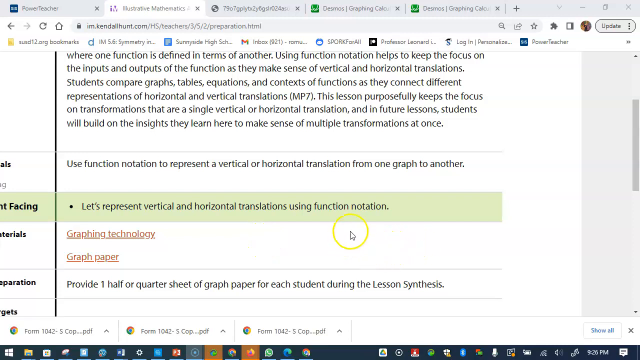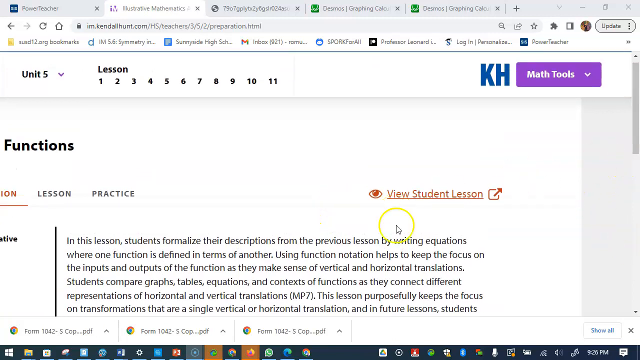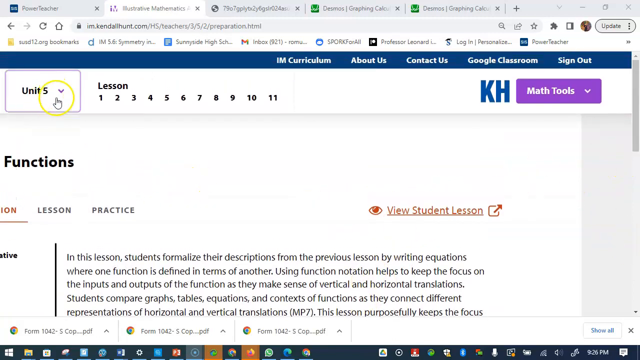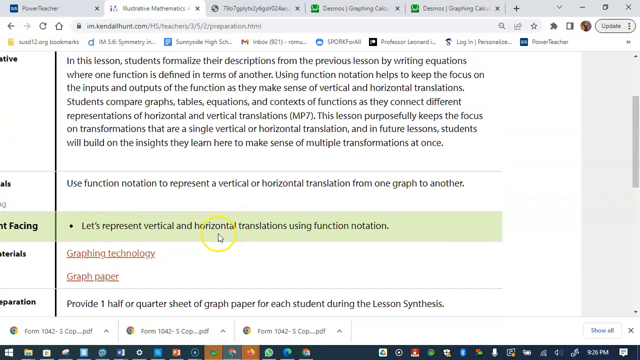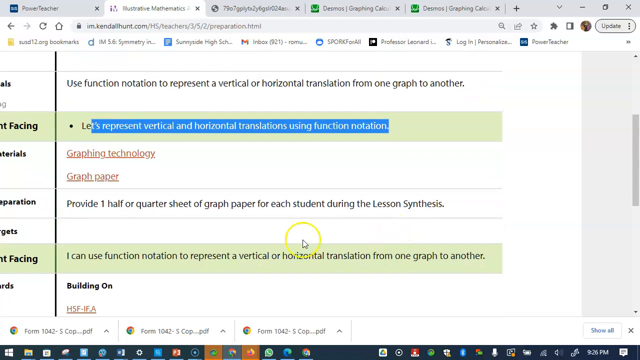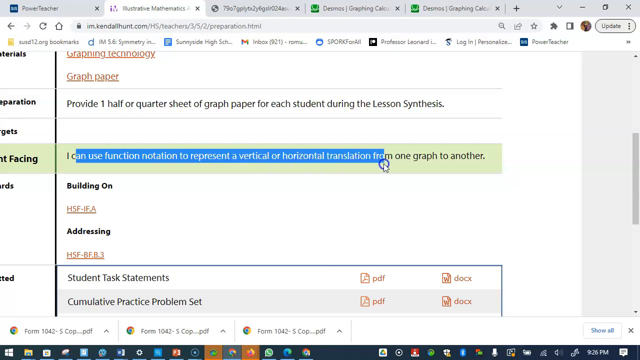Okay, hello students. Here I'm walking through the task from Unit 5, Algebra 2, Unit 5, lesson number 2. The learning target is to represent vertical and horizontal translation using function notation. So I can use function notation to represent a vertical or horizontal translation from one graph to another.